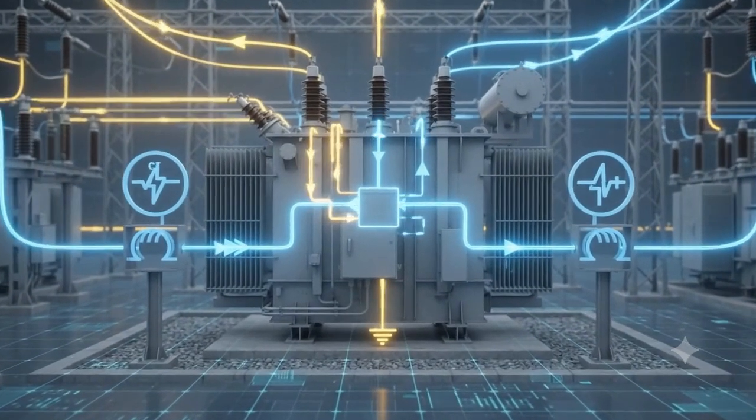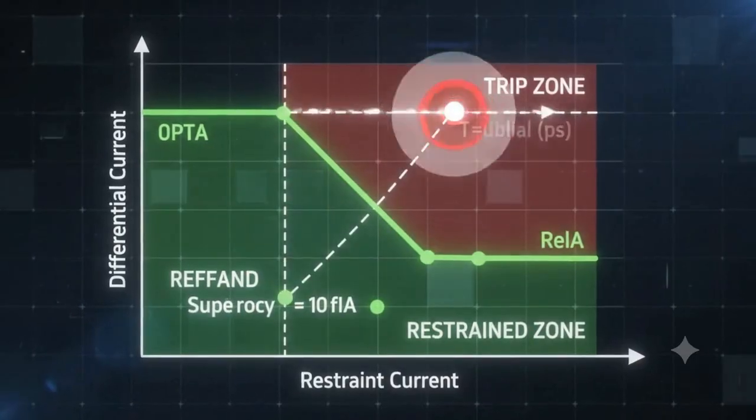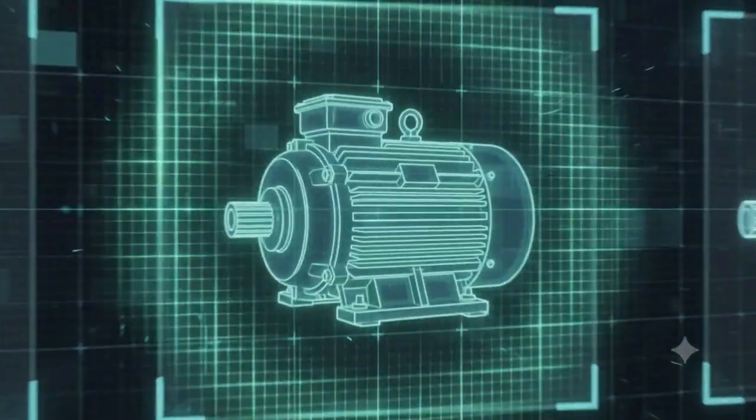Differential protection compares currents entering and leaving a zone. An internal fault creates a difference, triggering the relay. Its sensitivity and speed are defined by operating curves.